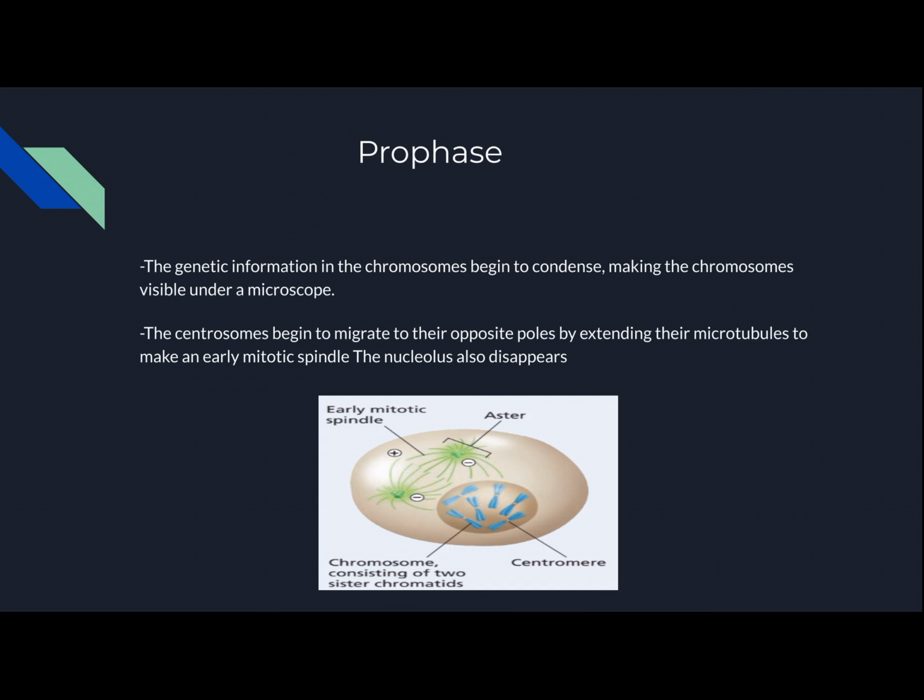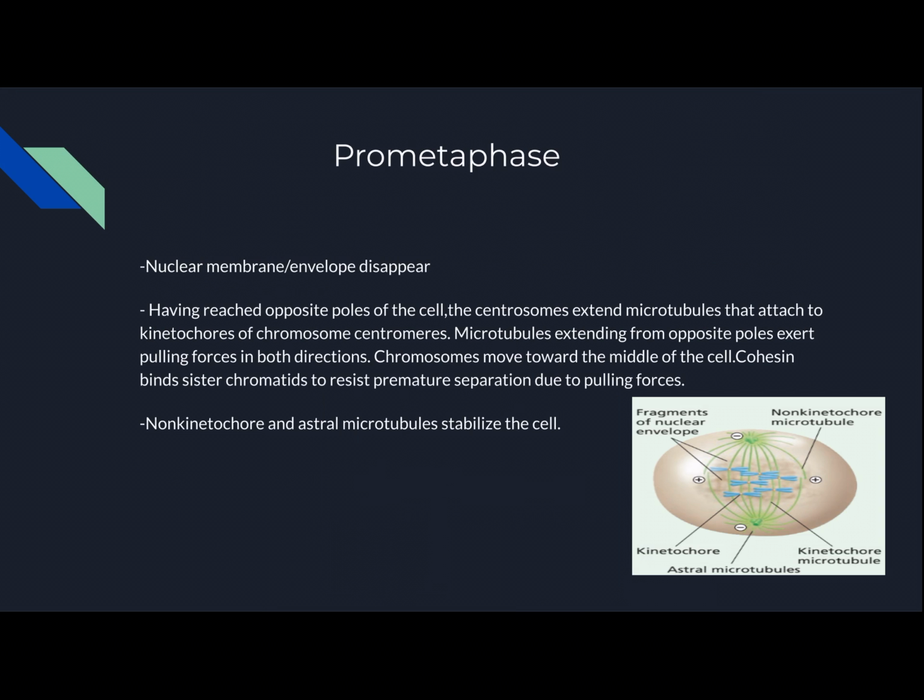The nucleolus also disappears. So key things to know is that the nucleolus disappears. It's the formation of an early meiotic spindle. Centrosomes begin to migrate to the opposite poles, and genetic information in chromosomes condenses and becomes visible under a microscope. So prometaphase is when the nuclear membrane/envelope disappears.